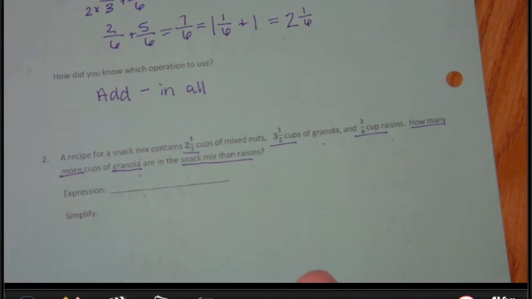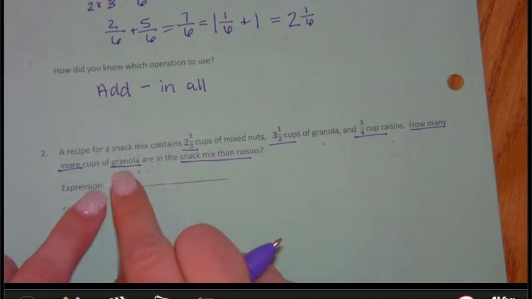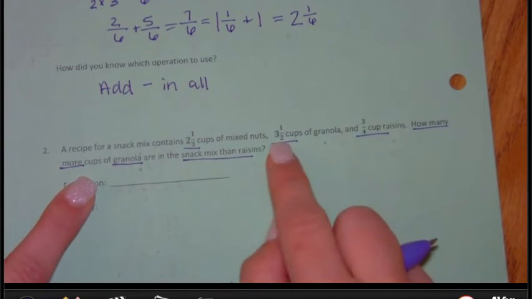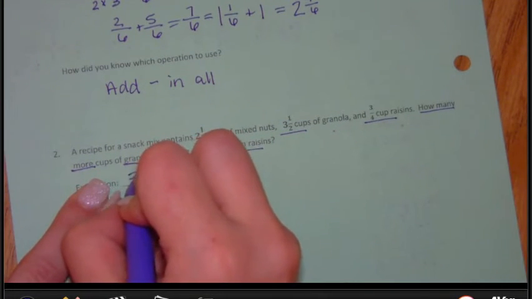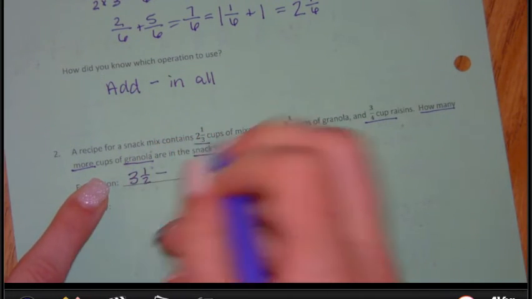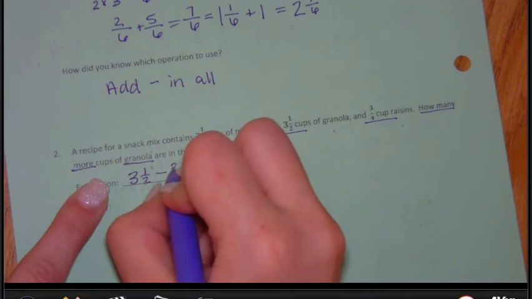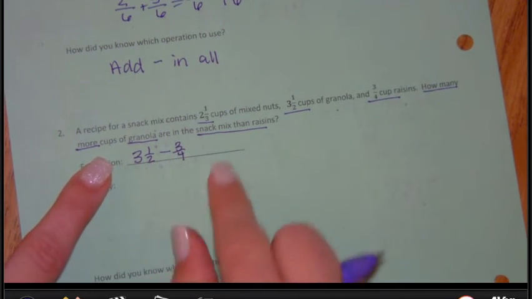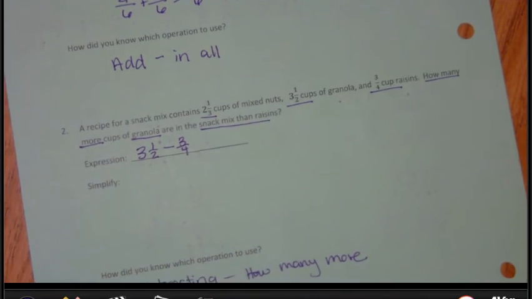All right. And I'm told because I want to know how many more. Okay. So how many more cups of granola are there than raisins? Well, I know that for granola, I have 3 1/2. Okay. And for raisins, I have 3/4 cups of raisins. All right. And let's just go ahead and leave the expression. I'm not going to make you do it.